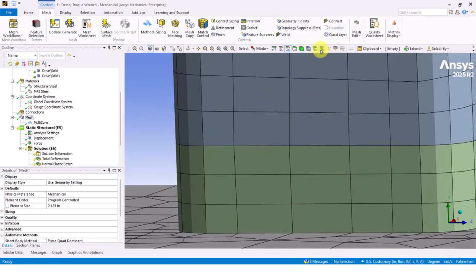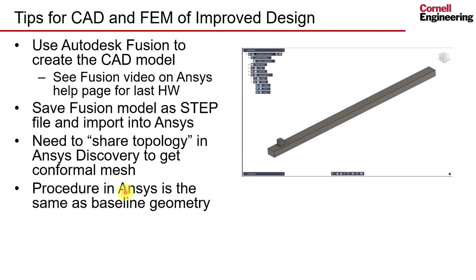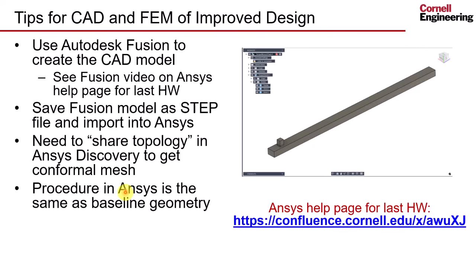So this node, for instance, if I go to the node selection filter, is shared by this part and this part. If you don't do shared topology, you'll have a different node for this part and a different node for this part, and they may not align. And you need to do stuff like that if you're solving contact problems. And the procedure in Ansys is the same for the new geometry that you create.